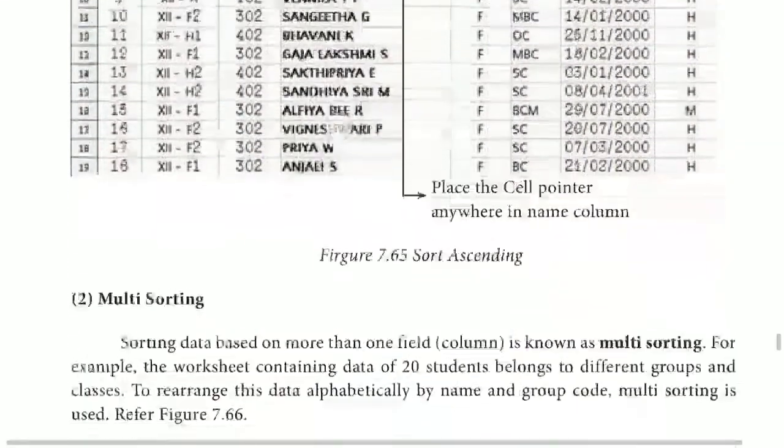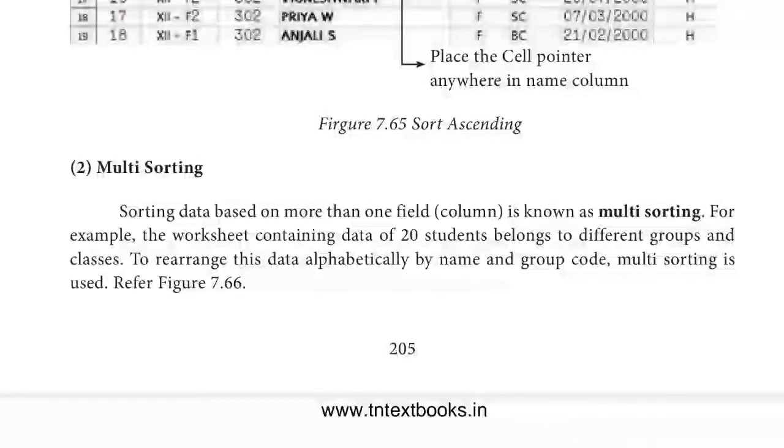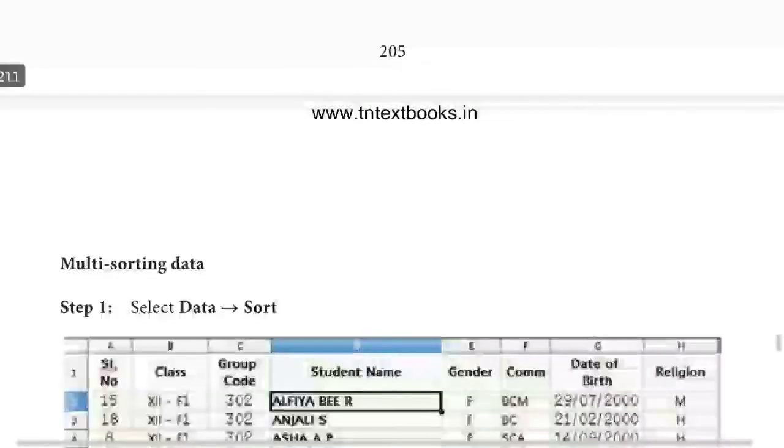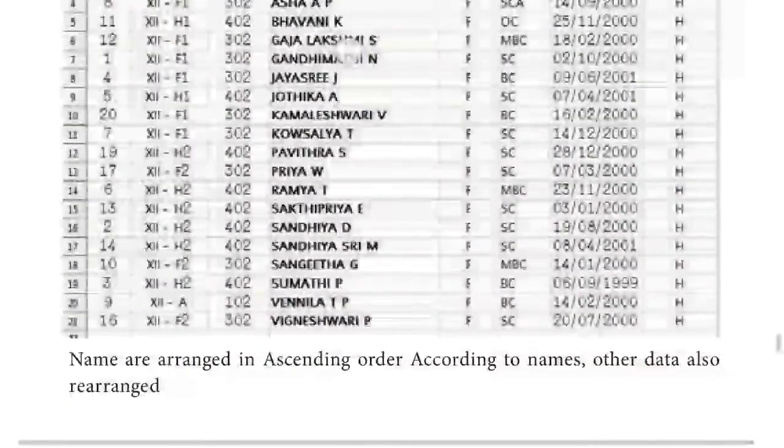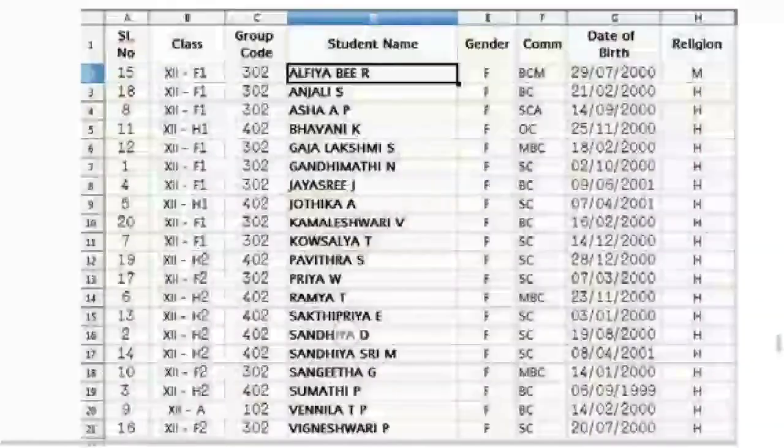Next is multiple sort. Multiple data is involved here, so we'll see that. Sorting data based on more than one field is known as multiple sort. For example, the worksheet contains data of 20 students belonging to different groups and classes. To arrange the data alphabetically by name and group code, multiple sort is used. Refer to figure 7.66.